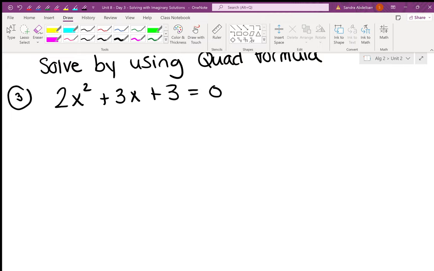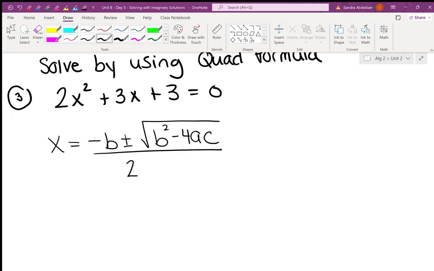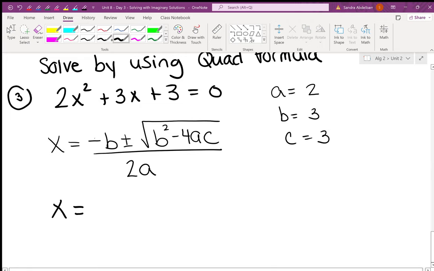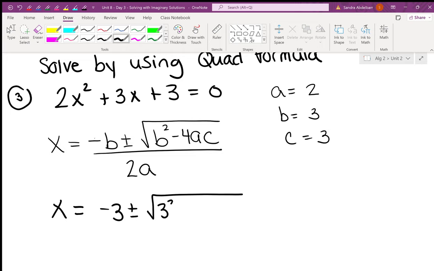All right, so let's go through. If you all remember, it tells us x is equal to negative b plus or minus the root of b squared minus 4ac all over 2a. Our a is 2, our b is 3, our c is 3. Now we just plug in. So we're going to have x is equal to negative 3 plus or minus the root of 3 squared minus 4 times 2 times 3 all over 2 times 2.